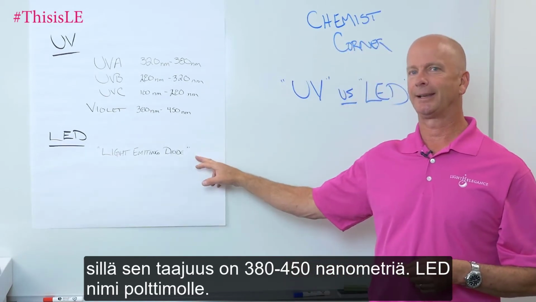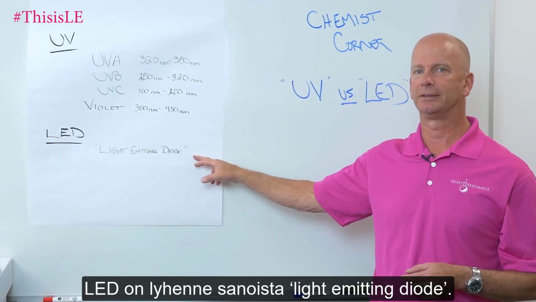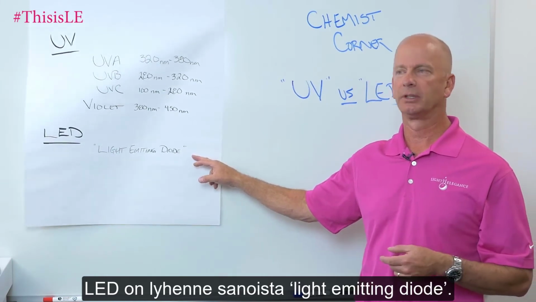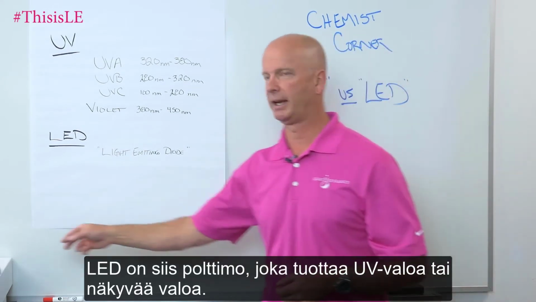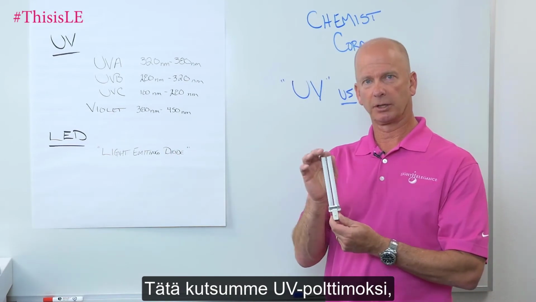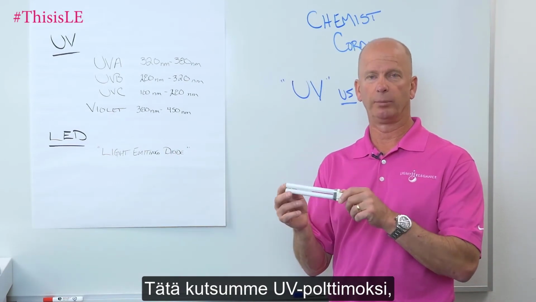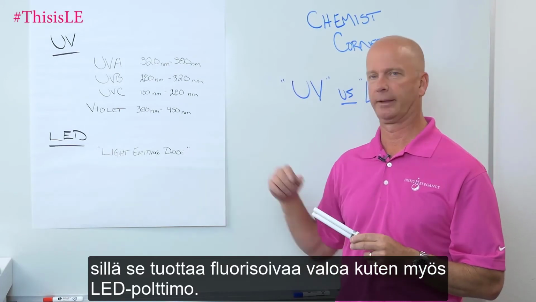LED is a type of bulb. LED stands for light emitting diode, or LED bulbs. It's a type of bulb that emits UV light or a visible spectrum light. This is a bulb that we used to call, or still call, a UV bulb because it is a compact fluorescent bulb, like the LED bulb.